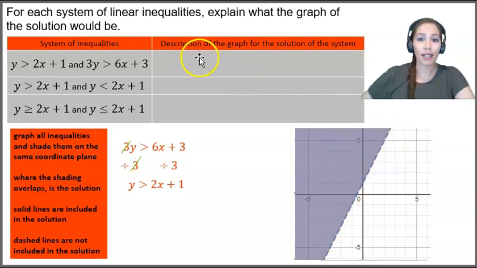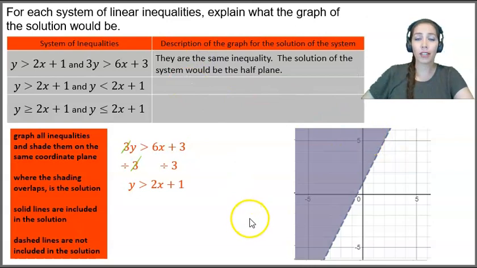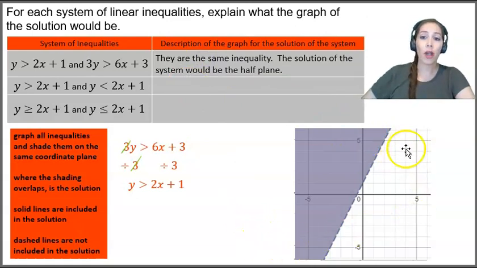Now, how do we write that out? We just go ahead and write there the same inequality. The solution of the system would be the half plane. You have split this coordinate plane into two. This half over here where there are no solutions, and this half over here where there are solutions.